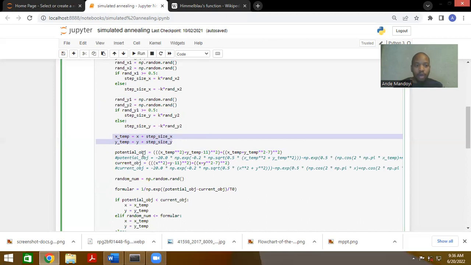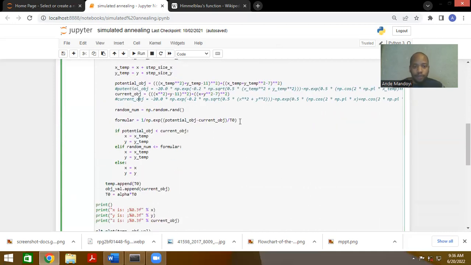Right. So now we have the potential objective, and this just works out the current objective based on X and Y, which we chose before. So now we've got these two objective values over here, potential objective and current objective. Before we come to the formula, let's look at what this piece of code does. Then we want to check, is the potential objective, remember this is a minimization problem, less than the current objective?